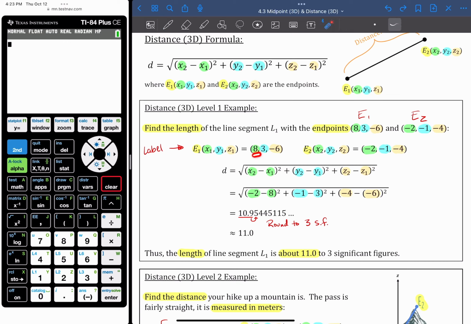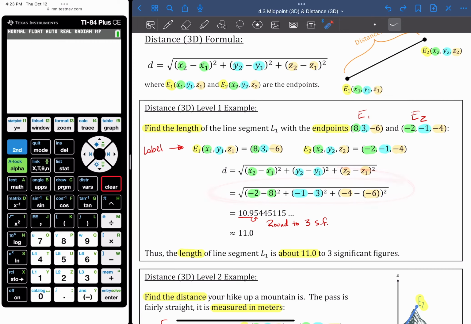So my x values, I'm going to first do x2, which in their case is negative 2. Then x1, it's going to be 8. Do my y values, I have negative 1 and 3 go into the respective areas in the formula. Then I also have my z, my third dimension. I start with negative 4. And for z1, it's going to be negative 6.